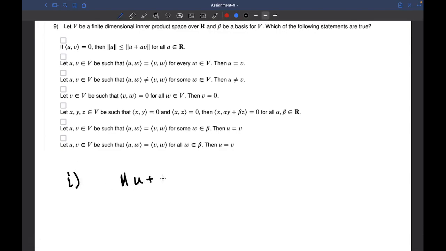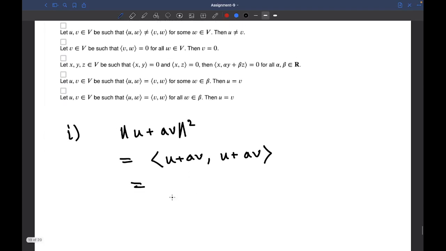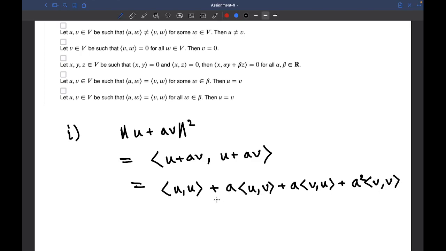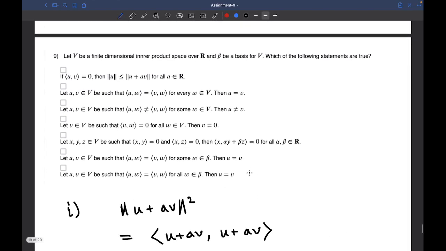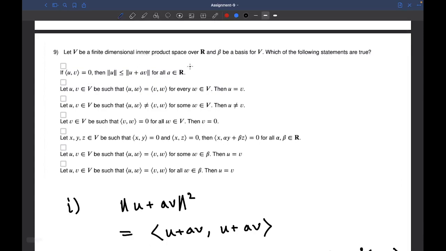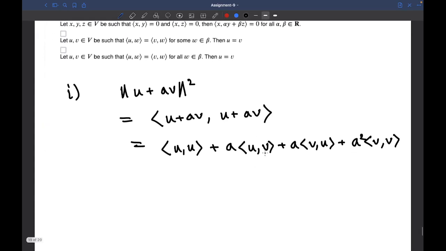So what is U plus aV? Norm of U plus aV squared, what is this? We know this is the inner product of U plus aV with U plus aV, right? Then just expand the inner product. We'll get the inner product of U with U, plus a, which is a real number, times UV, plus a VU plus a squared VV, right? And these two are 0 because it is given that the inner product of U and V is 0, and this is a real inner product space over R. So these two are 0.